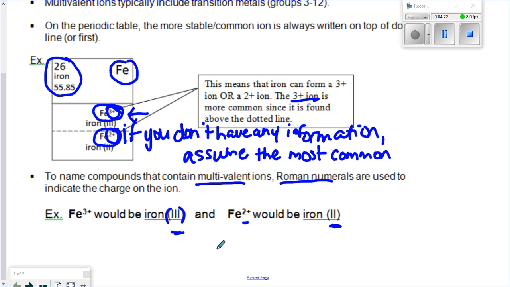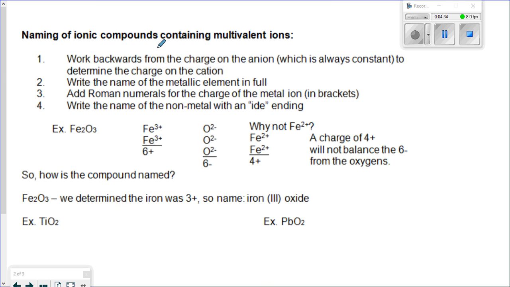In order to name them, naming ionic compounds containing multivalent ions. If you get a piece of information and you need to name it, sometimes you'll be given information and sometimes you kind of need to deduce it the way we are here.